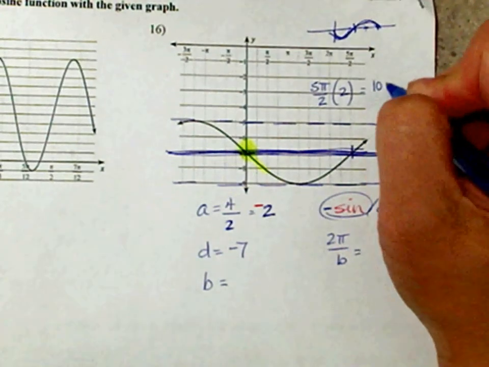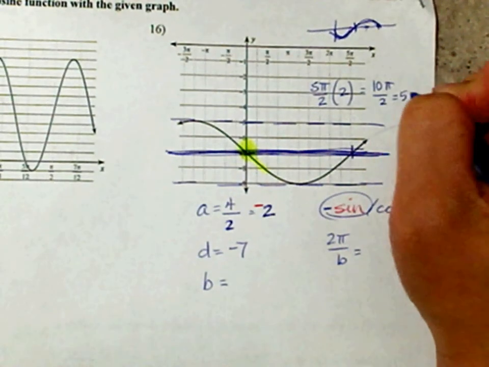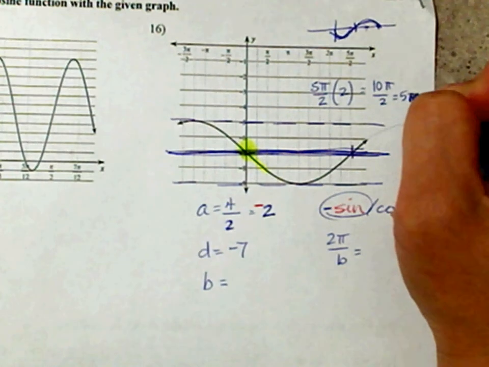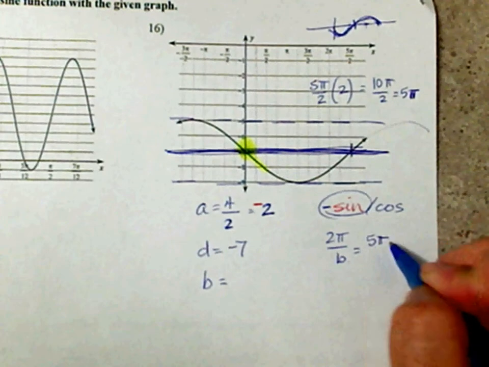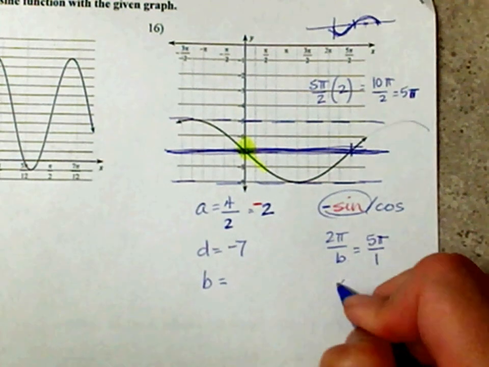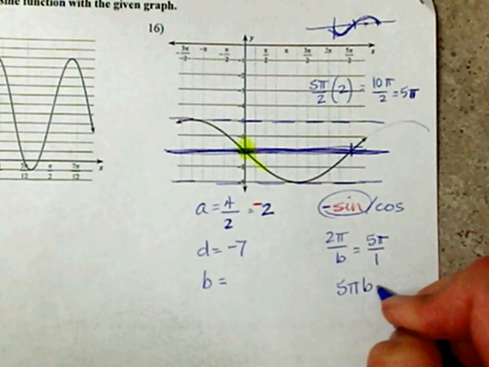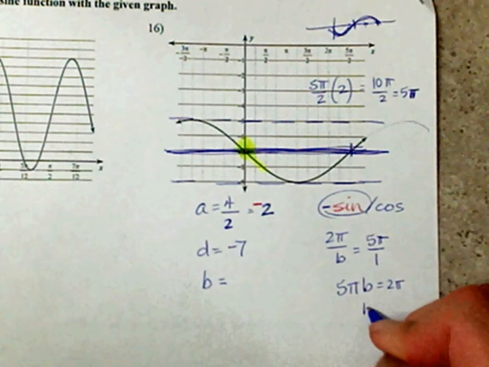That is going to give you a period. So 2 pi over b is equal to 5 pi over 1. Cross multiply. 2 pi times b is equal to 2 pi. B is equal to 2 over 5. Okay? You have everything you need.